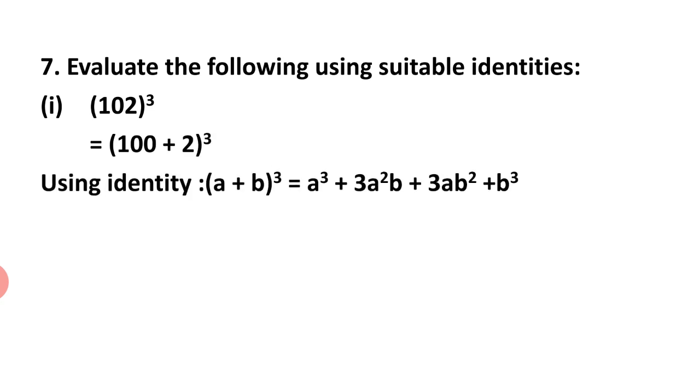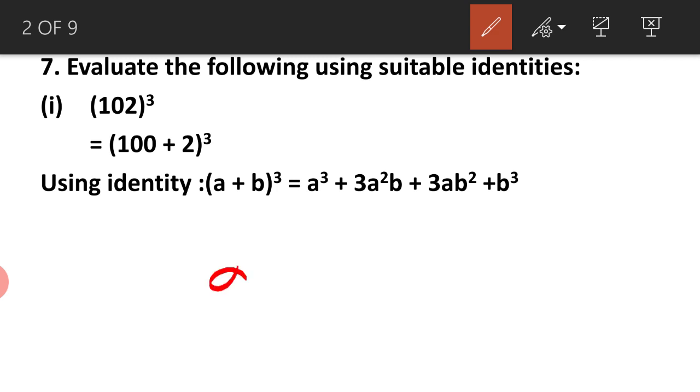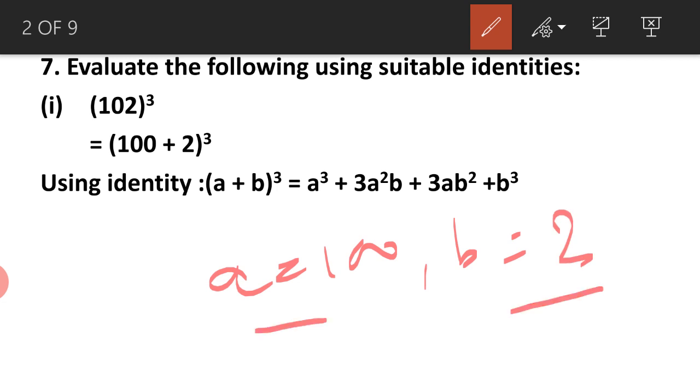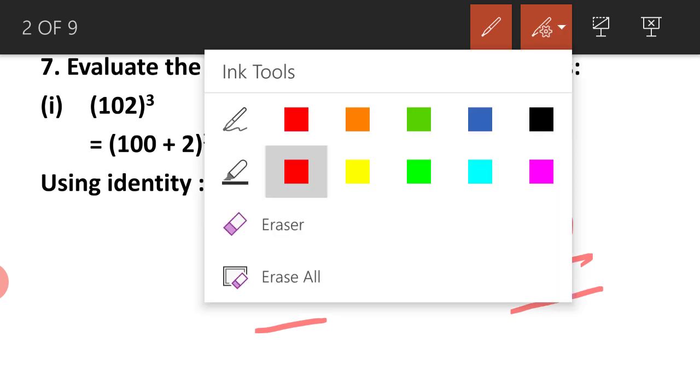Now by using the identity a plus b whole cube is equal to a cube plus thrice a square b plus 3ab square plus b cube. Here a is equal to 100 and b is equal to 2. Now putting the values of a and b in the right hand side of the identity and calculating will give you the answer. So let us see.